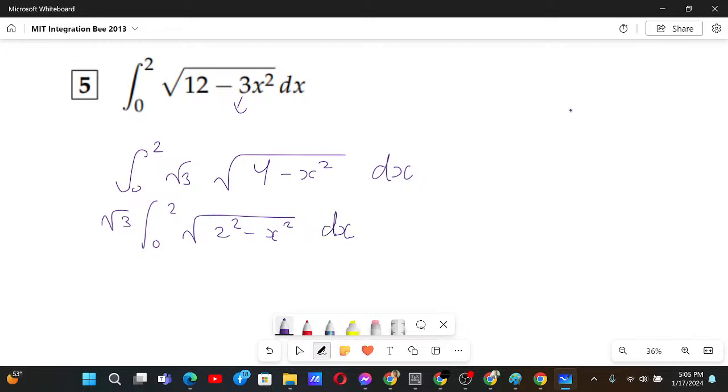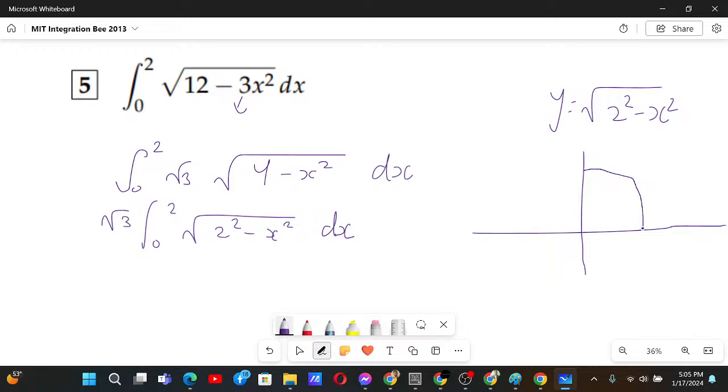Now if we try to plot the graph of root under 2 square minus x square, it will be something like this. This is actually a quarter circle, and I want you to know why. Please explore on your own why this is a quarter circle and it crosses at exactly 2, the points of limits. It starts at 0 and intersects at 2, which are our limits, and this is also 2. So this is basically a quarter circle with radius 2.